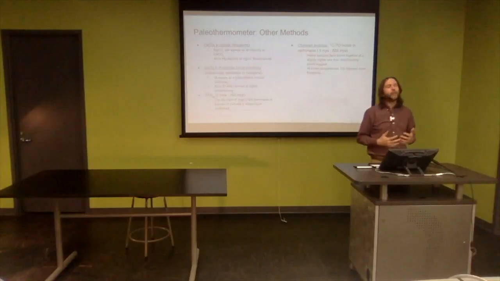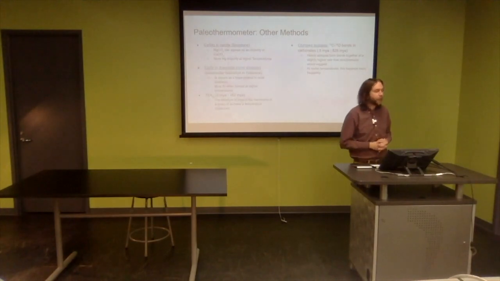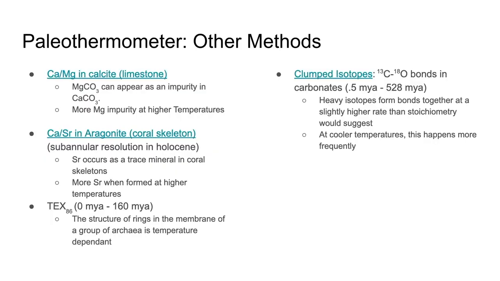Foraminifera is only one of many paleothermometers that we put together to create our picture of Earth's past climate. Another one is looking at the calcium to magnesium ratio in calcite, which is limestone, because it turns out that while limestone is primarily CaCO3, if you have higher temperatures, you start to incorporate small amounts of magnesium into that compound. And so the higher the amount of magnesium present in your limestone, the higher the temperatures were where it formed.